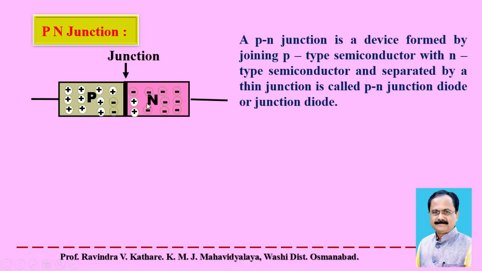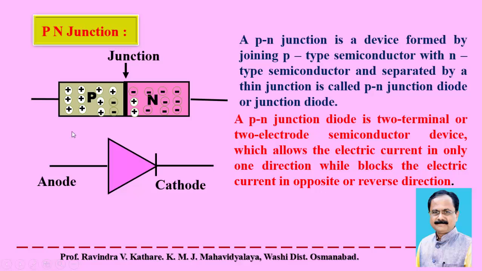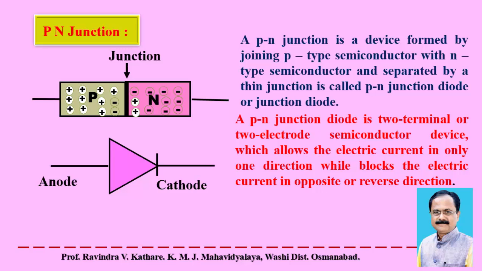The PN junction is a device formed by joining a p-type semiconductor with an n-type semiconductor, separated by a thin junction. It is called a PN junction diode or a junction diode. This is the symbol of the PN junction diode. A PN junction diode is a two-terminal semiconductor device, with an anode and a cathode, which allows the electric current in only one direction while it blocks the electric current in the opposite or reverse direction.